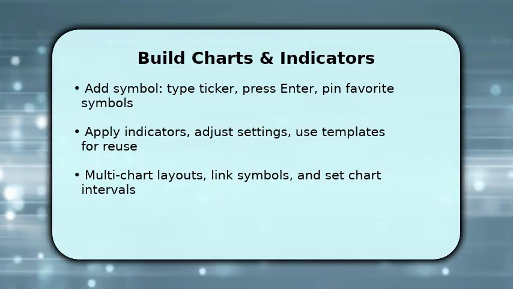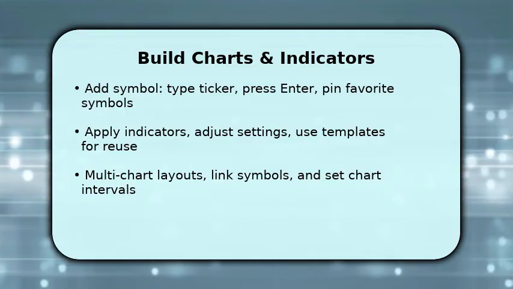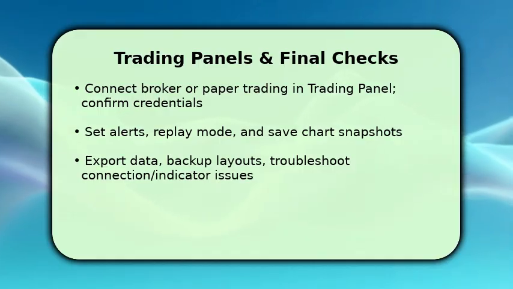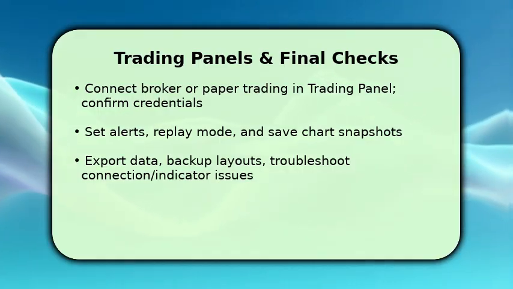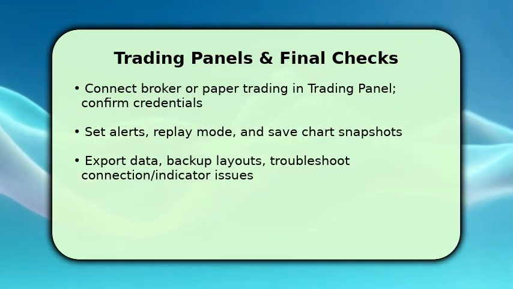These middle steps finish by enabling the trading panel to connect a broker or activate paper trading for practice, authenticate credentials, and verify order types. Then set price alerts with conditions and add replay mode for backtesting quick setups. Save chart snapshots and export data or layouts for backup.